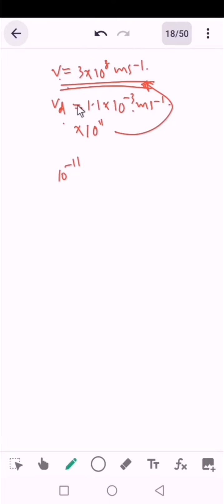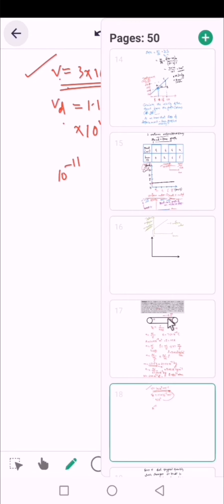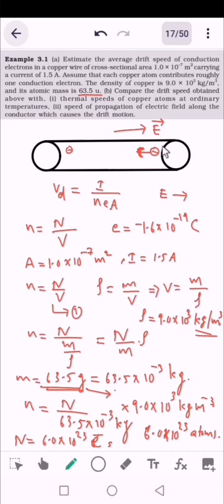So which one is larger? This one, that is the speed with which the electric field is traveling along the conductor will be larger. So these were the three questions. I think this is clear to you.